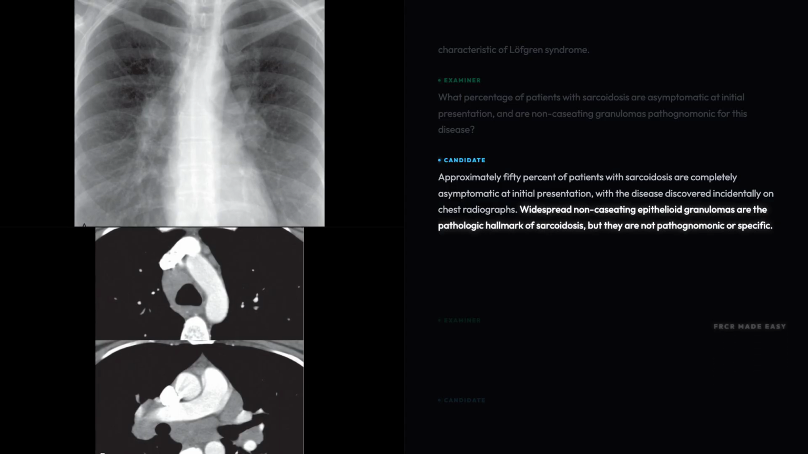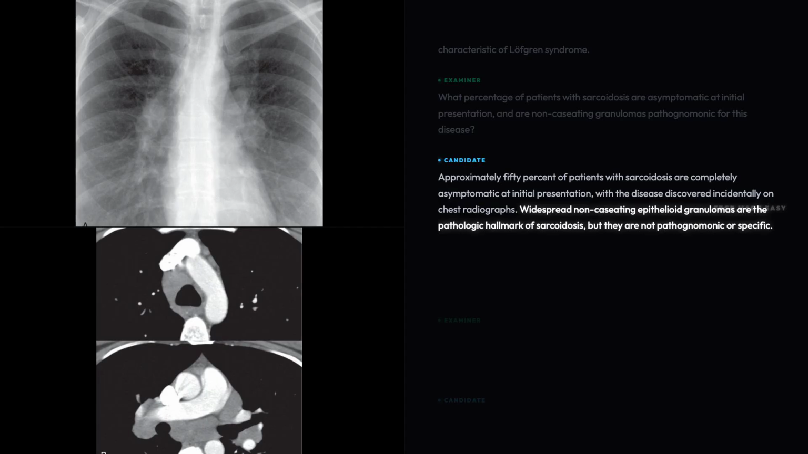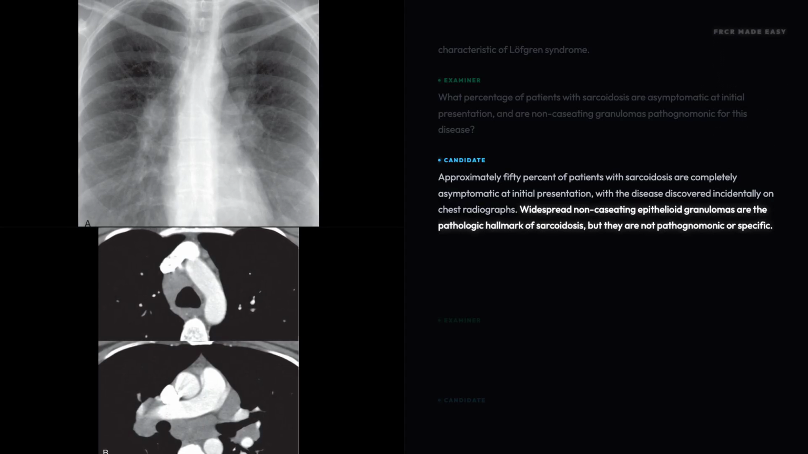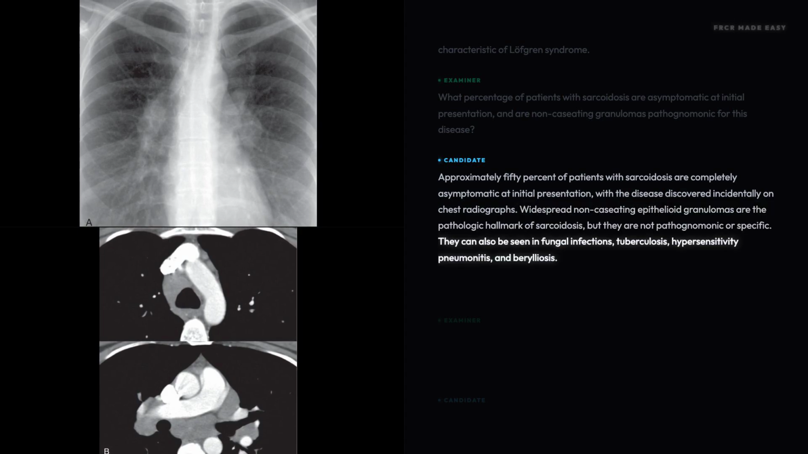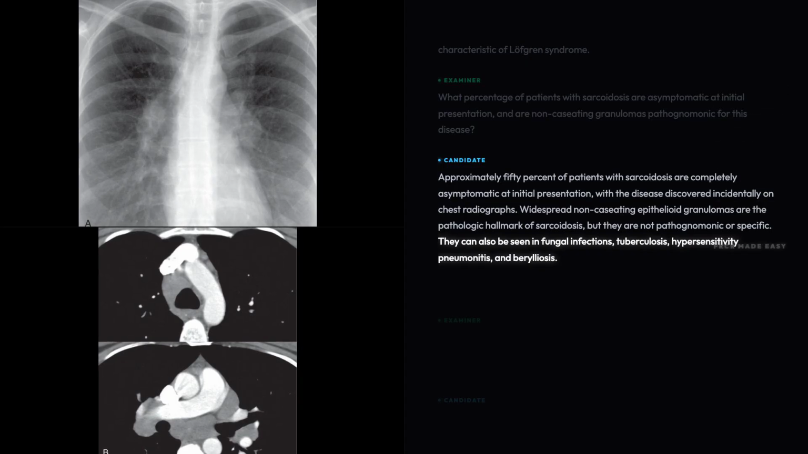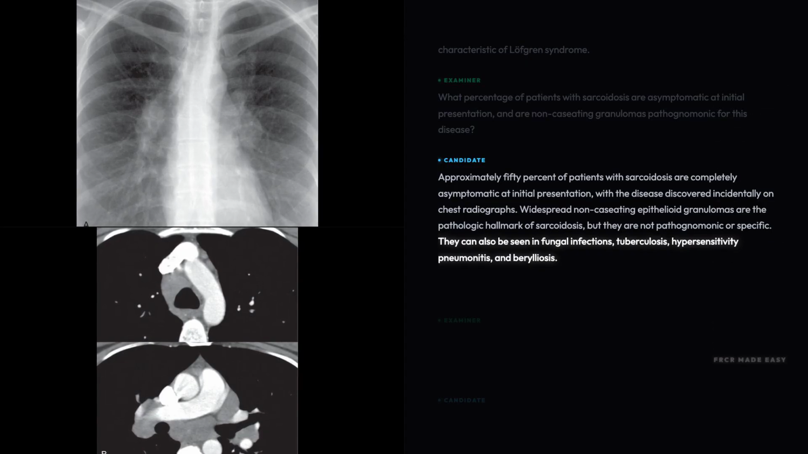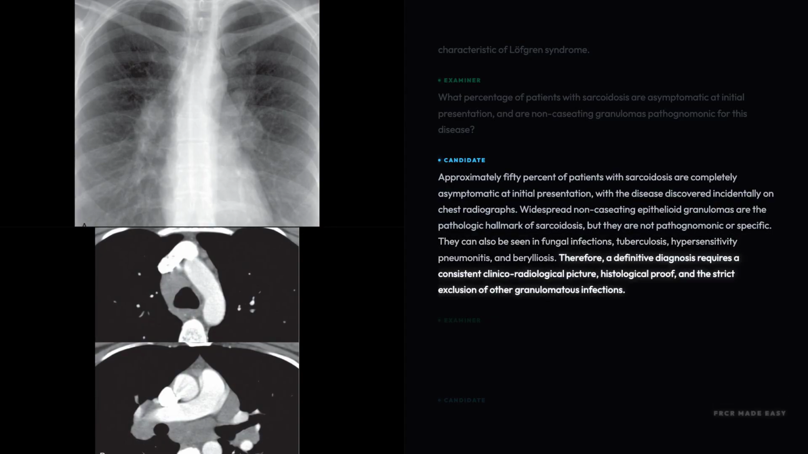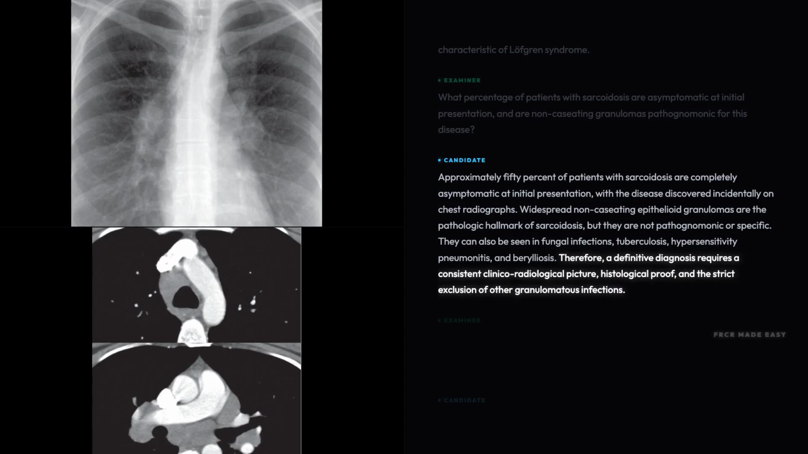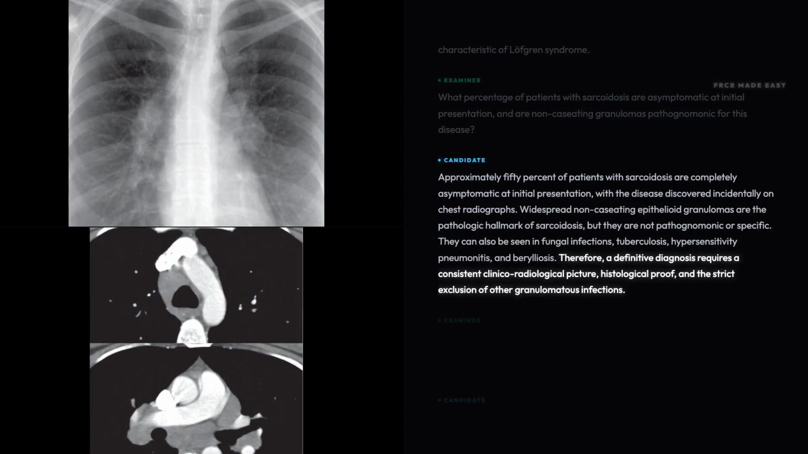Widespread non-caseating epithelioid granulomas are the pathologic hallmark of sarcoidosis, but they are not pathognomonic or specific. They can also be seen in fungal infections, tuberculosis, hypersensitivity pneumonitis, and borreliosis. Therefore, a definitive diagnosis requires a consistent clinico-radiological picture, histological proof, and the strict exclusion of other granulomatous infections.